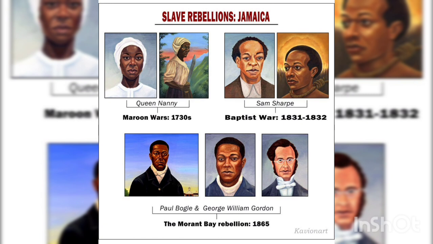Who was involved? The Maroon Wars featured the Maroons, primarily descendants of Africans, and the British colonial government, which was backed by white planters who sought to maintain control over the island.